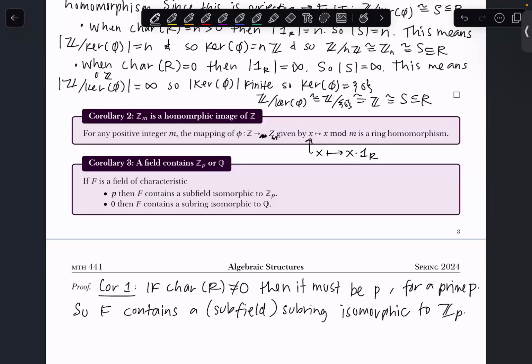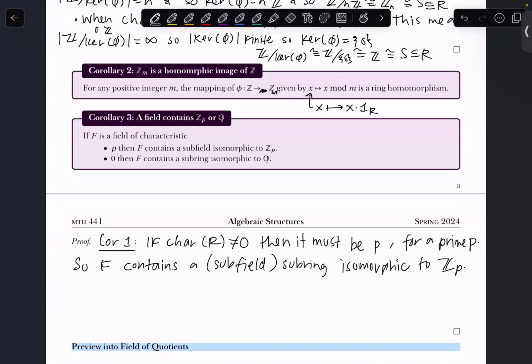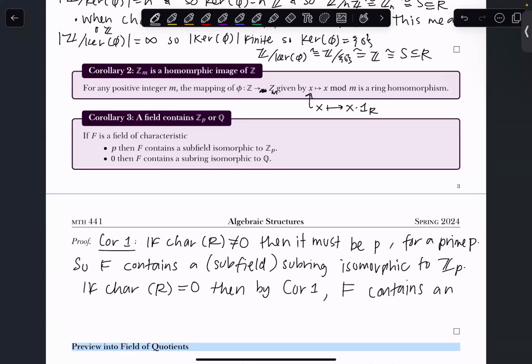Okay, and the one that's trickier that we won't go into full detail right here is going to be when our characteristic is equal to 0. Then by corollary 1 again, we have that F contains a copy of Z, isomorphic to Z.